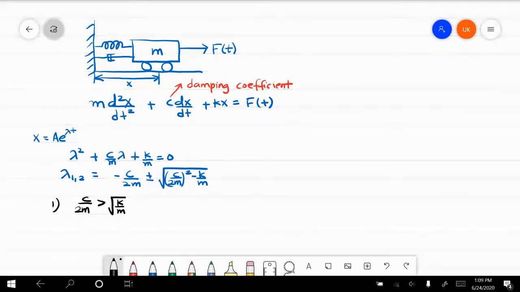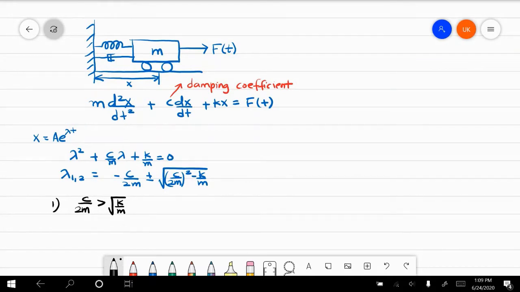And actually, to see that, you'll have to look at the general form of the solution. Now I'm stepping back a little bit. The general form of the solution was x(t) = c1 e^(λ1 t) + c2 e^(λ2 t), where the constants c1 and c2 will be determined from the initial conditions. So as I was saying, if c/2m is greater than square root of k/m, we get an overdamped motion, a monotonically decaying motion, so there are no oscillations.